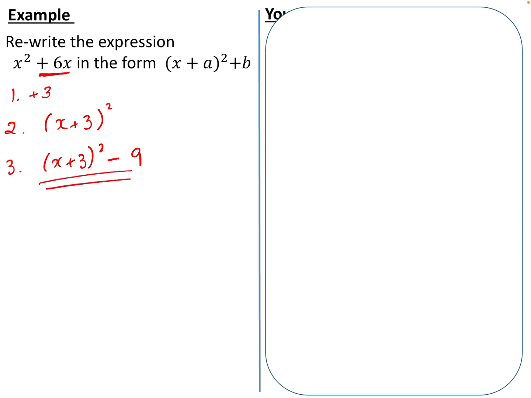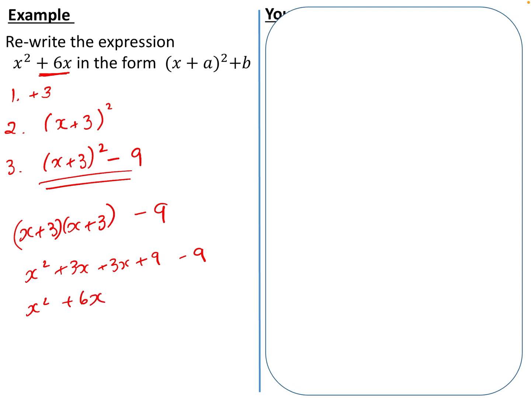I am going to expand it just to check for you. x plus 3 multiplied by x plus 3, and then subtract 9. This expands to x squared plus 3x plus 3x plus 9, subtract 9. I now get x squared plus 6x plus 9, and subtract 9, cancel each other out. That therefore has been correctly put into the completed square form. Please pause the video and write this down as an example, including the steps where I've double checked my answer.